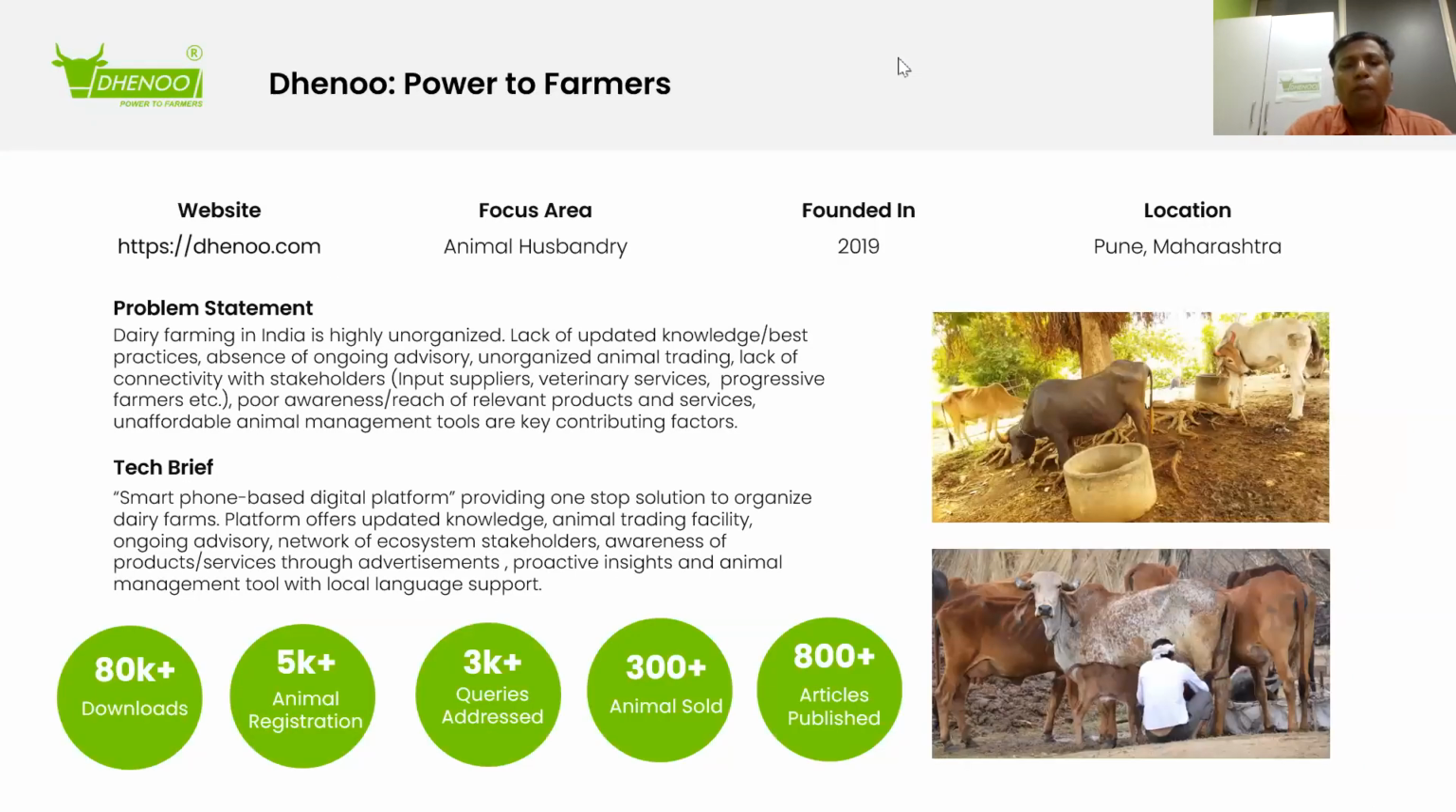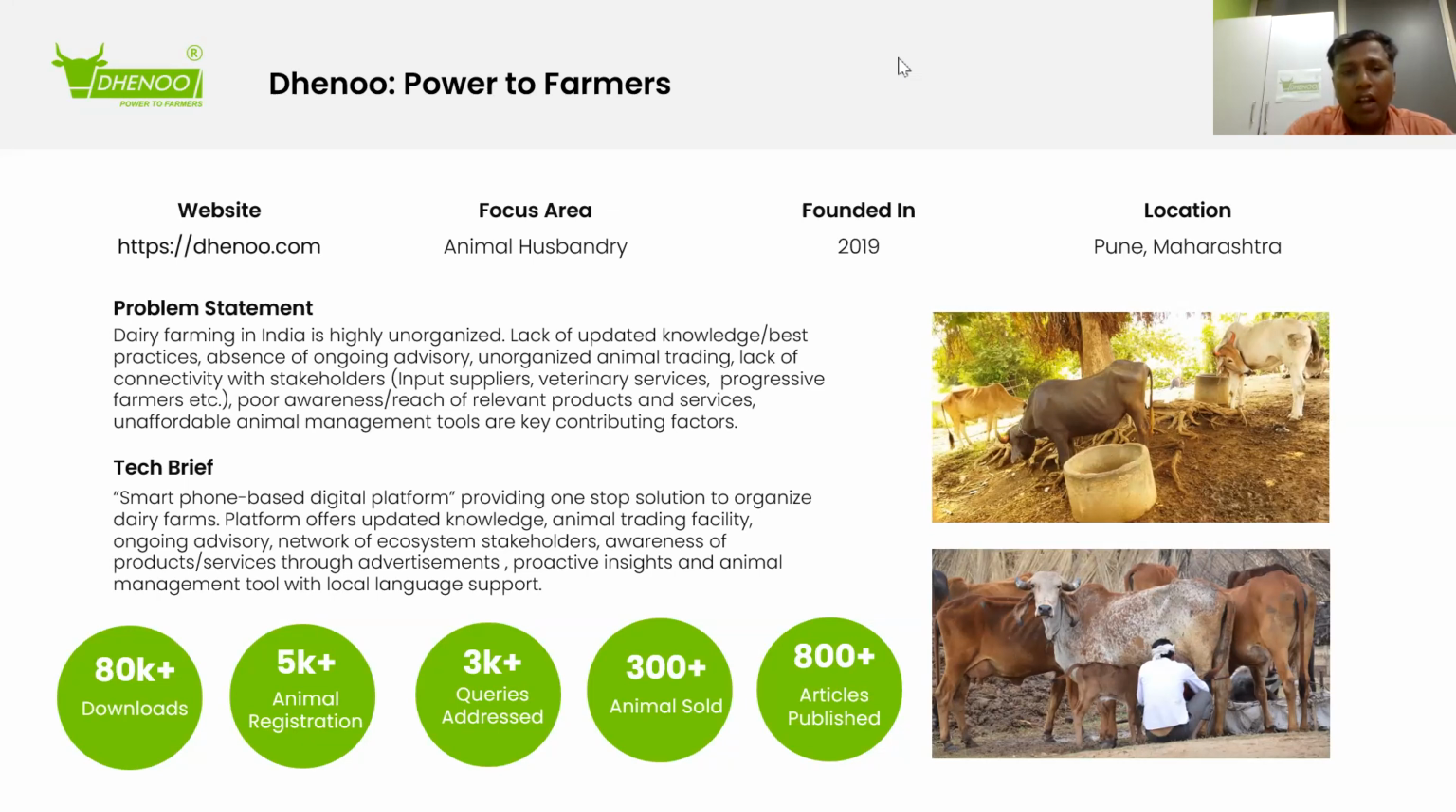So what kind of problem are we trying to solve? Dairy farmers in India are highly unorganized. There is a lack of updated knowledge and best practices. The pictures here are directly from the field. Dairy farming is still treated as a complementary activity and not as a hardcore business, so there is a lot of animal trading happening in an unorganized manner.